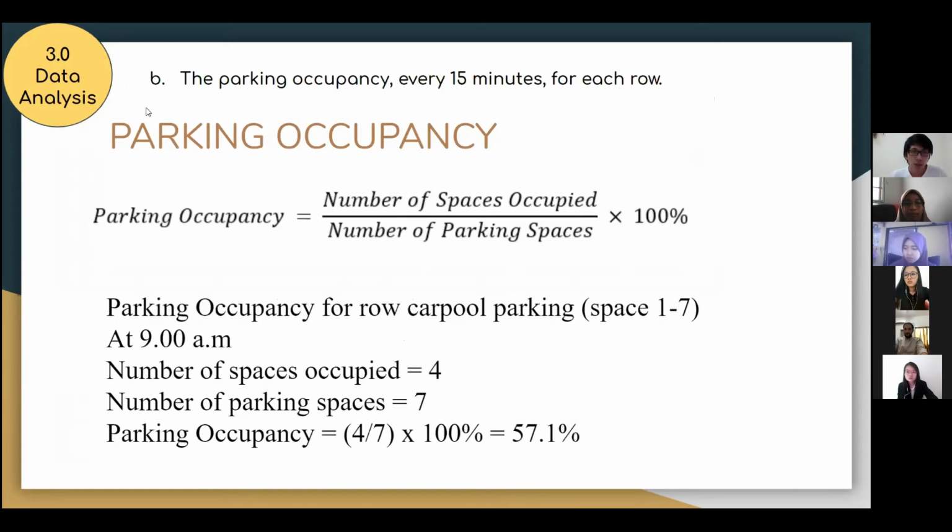And last, we will analyze the parking occupancy for every 15 minutes for each row. For example, for the carpool parking row at 9 a.m., the number of spaces occupied is 4 and the number of parking spaces is 7. So the parking occupancy at 9 a.m. is 57.1%. After that, we will tabulate all the data.